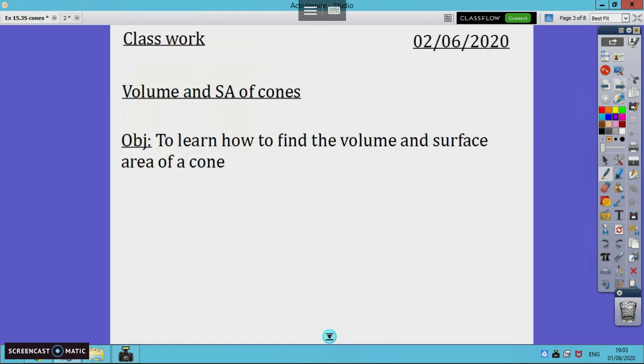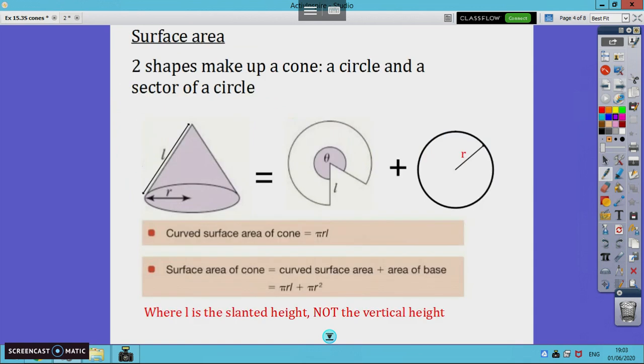So here we go, here's your title and your date, your volume and surface area of cones. And to learn how to find, well, we've done the volume, that's all good, we've done that before, and the surface area of a cone, that's what we need to do next. Okay, so pause the video, write your title and your date down, and we'll get going.